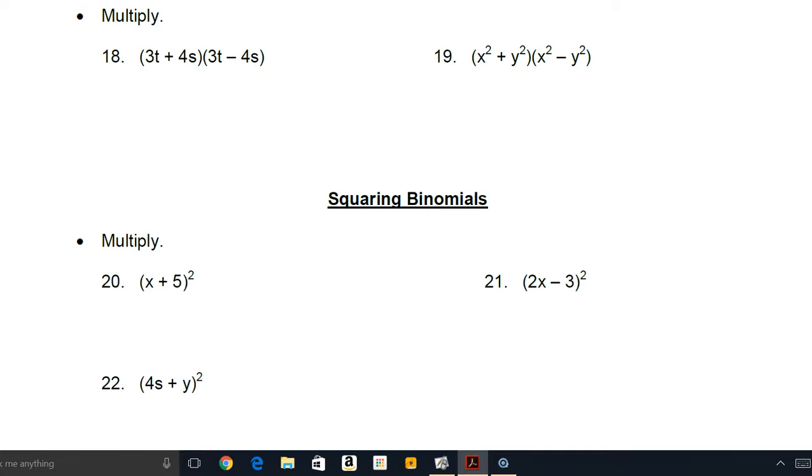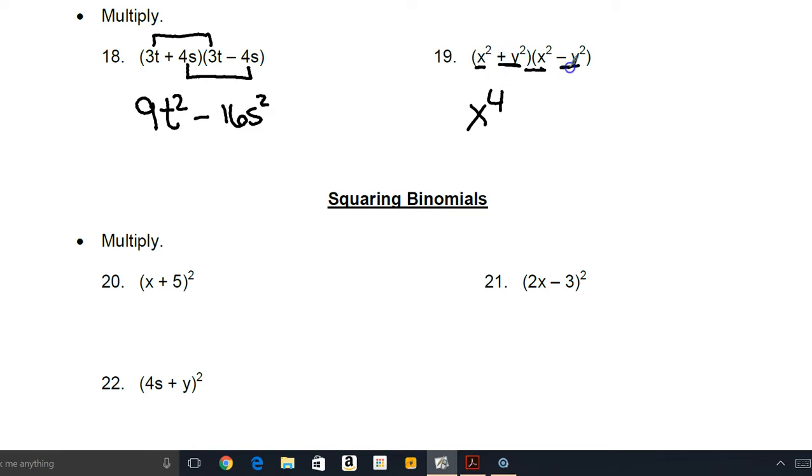Alright. We see that we have a sum and a difference of the same thing, so we can multiply the first, 9t squared, and then we can multiply the seconds and get negative 16s squared. But I can only do that because it's a plus and a minus of the same numbers. Again, plus and minus of the same numbers, so we can say the first, which would be x to the fourth, and the last, which would be negative y to the fourth.